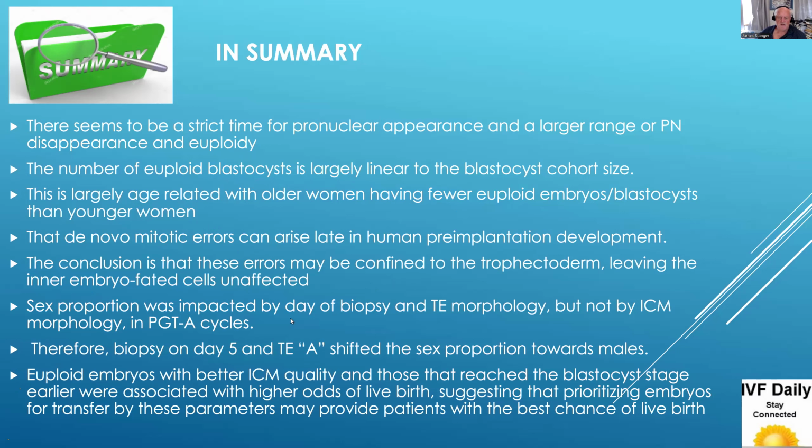The sex proportion was impacted by the day of biopsy and trophectoderm morphology, but not inner cell mass in PGT-A cycles. However, the biopsy on day 5 of embryos with a good trophectoderm shifted its proportion towards males. But if you're after implantation, the euploid embryos with better ICM quality and those reaching the blastocyst stage earlier were associated with higher odds of live birth, which is what it's all about, folks, suggesting that prioritising embryos for transfer by these parameters may provide patients with the best chance of live birth, and I suspect a slight skew towards the number of females.